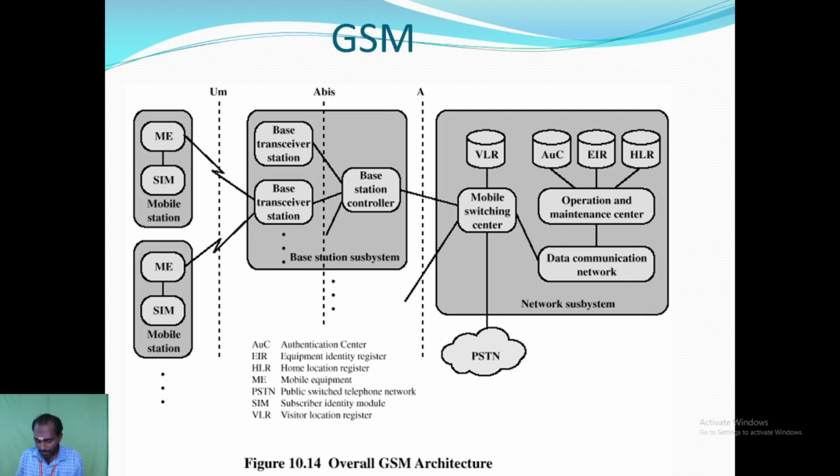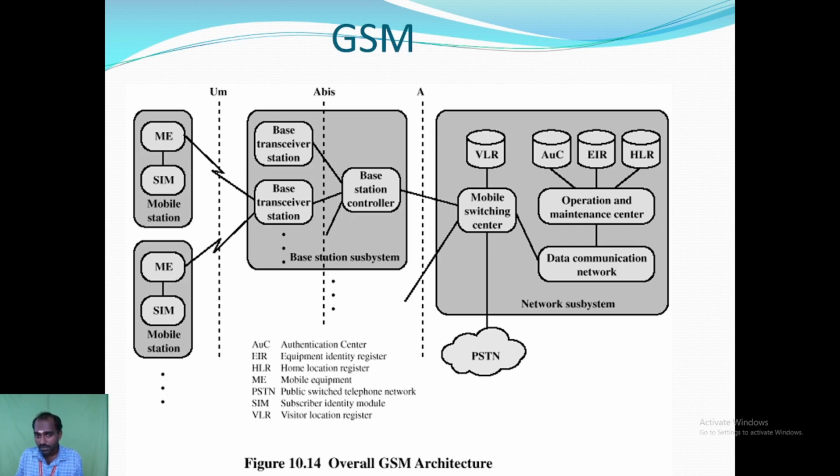Next, the GSM specification. The uplink frequency is 890 to 915 megahertz. The downlink frequency is 935 to 960 megahertz. The transfer rate is 9.6 kilobits per second. The number of carriers is 124. GSM speed is 14.4 kilobits per second.